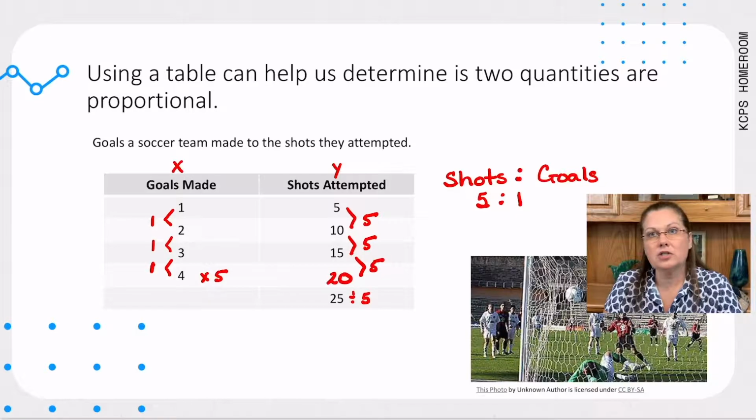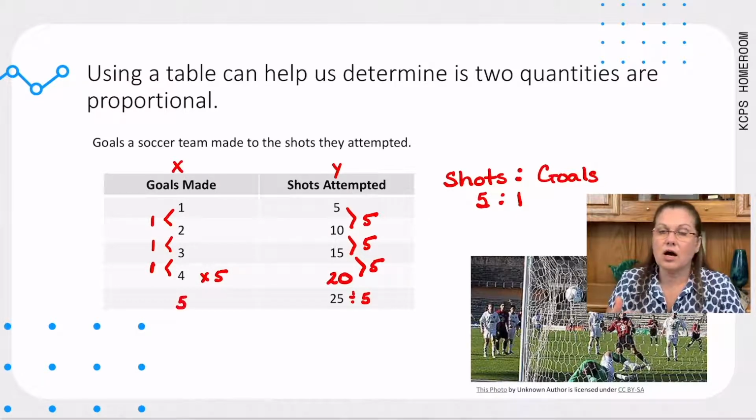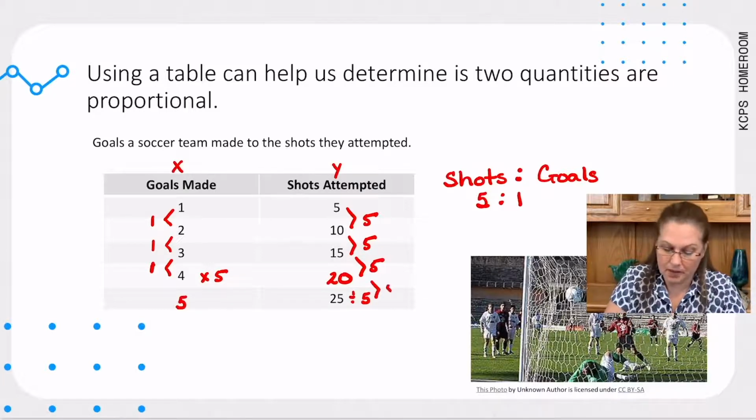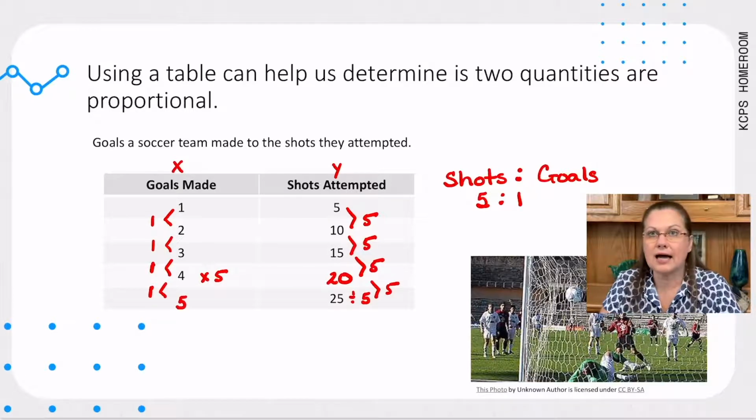Now I can check by continuing to see my rate of change throughout my table. The change between 20 and 25 is 5. The change between 4 and 5 is 1. So I know my missing information, which I'll go ahead and circle, is accurate because I have my constant ratio.